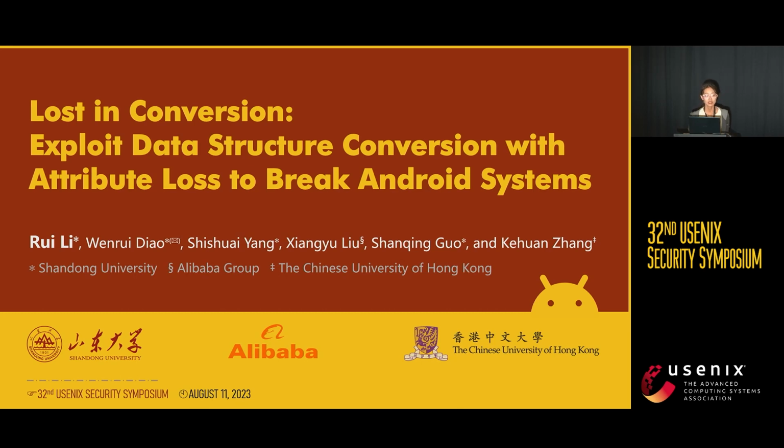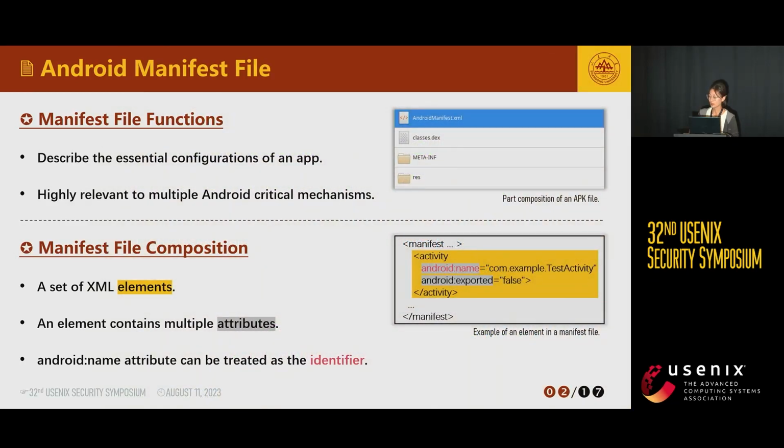The topic is "Loss in Conversion: Exploit Data Structure Conversion with Attribute Loss to Break Android Systems." Okay, let's start. On Android, every app must have a manifest file. It describes the essential configurations of an app, like the requested permissions and the content components. These configurations are highly relevant to multiple critical Android mechanisms, such as permission and inter-component communication.